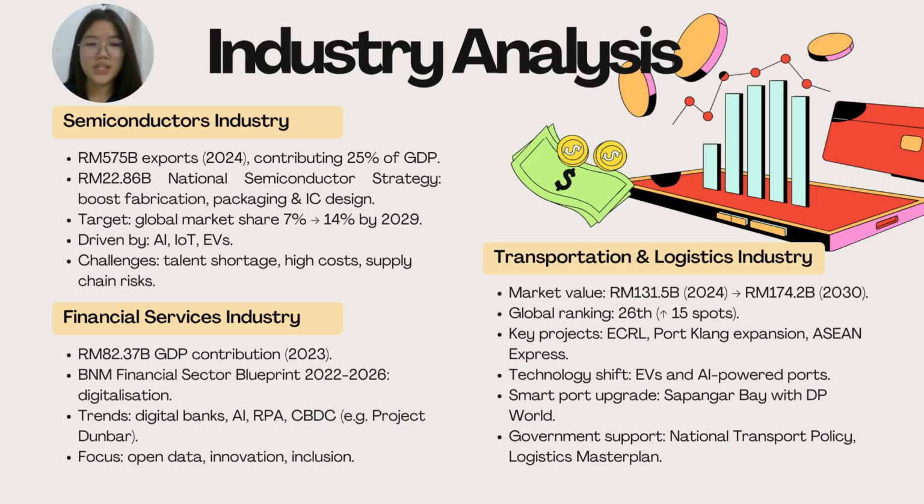For now, the country is shifting to smarter logistics with electric vehicles and AI-powered container ports, such as the one in Negeri Sembilan. In addition, Sepanggar Bay in Sabah is also being upgraded with AI by DP World, and all these works are backed by strong government policy like the National Transport Policy and the Logistics Master Plan.